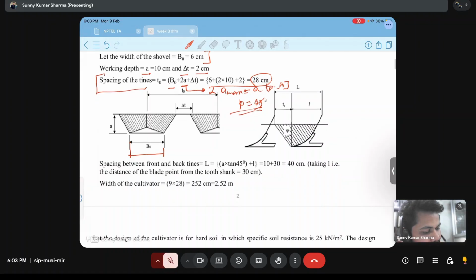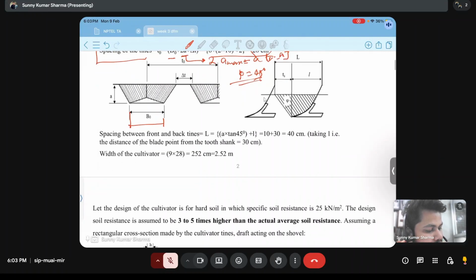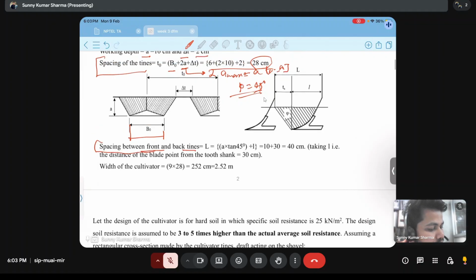And after that, this is the spacing between the tines, the spacing between the two lateral tines. Now we need to know the distance between front tine and back tine. For that, also we will take a max, which is a tan 45, and this distance L.